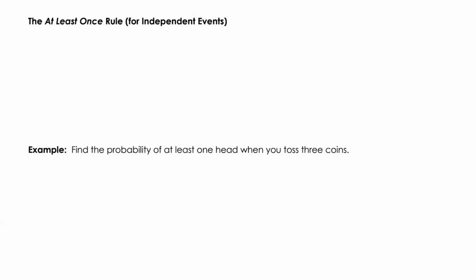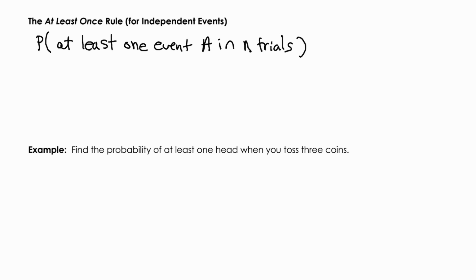The last topic I want to cover with you in this lesson is the at least once rule, and this only works for independent events. So if I want to find the probability of at least one event A in n trials, there are two formulas I can use for that.